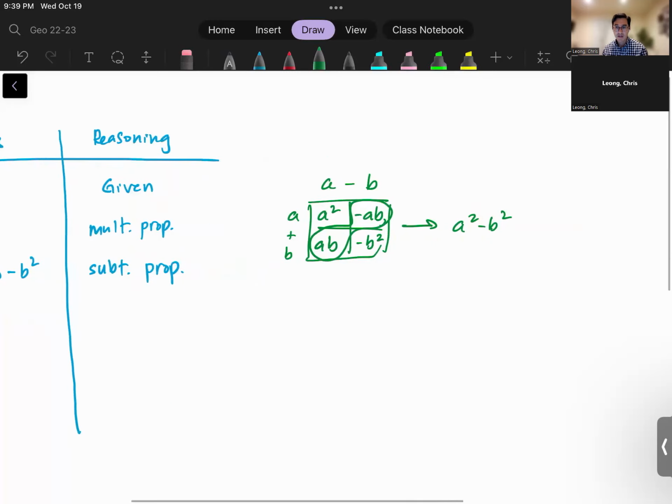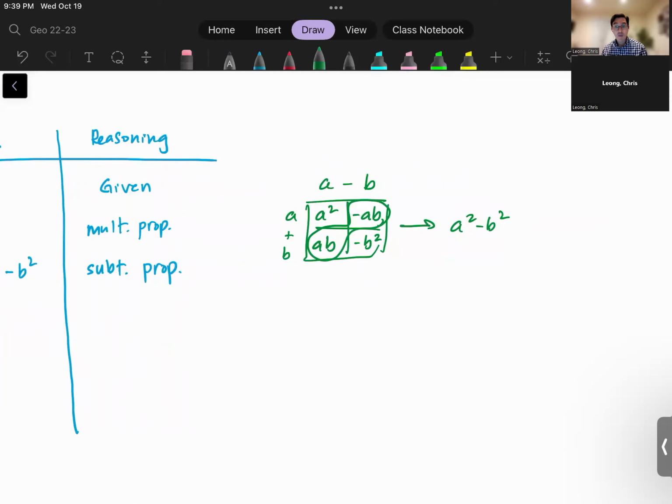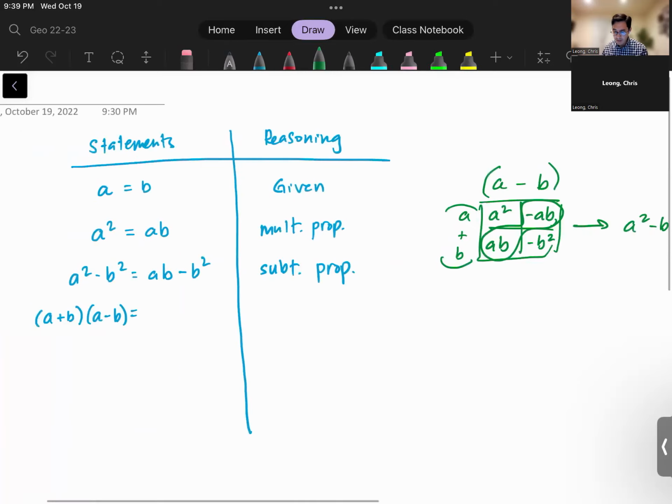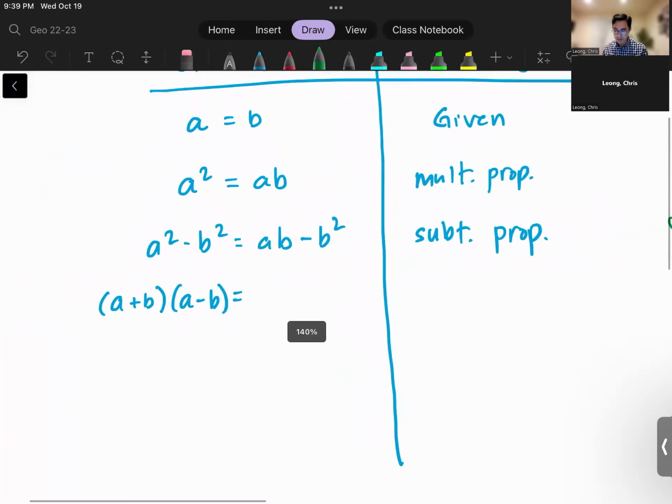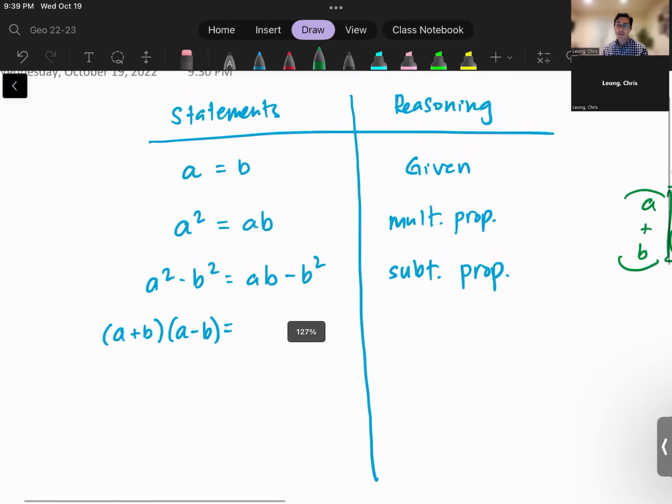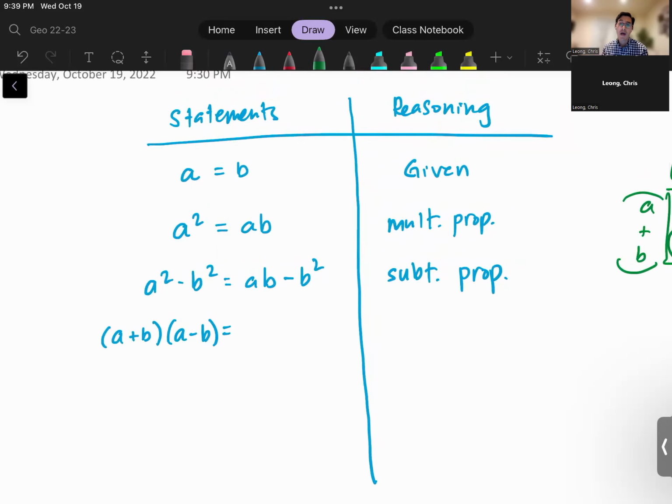Sorry, you can't see that. There we go. So A squared minus B squared is the same as A minus B times A plus B. So that was the factoring that we did back in Algebra 1. That's not really the important part, but I just wanted you to be fully convinced of why I'm writing this fourth statement here.